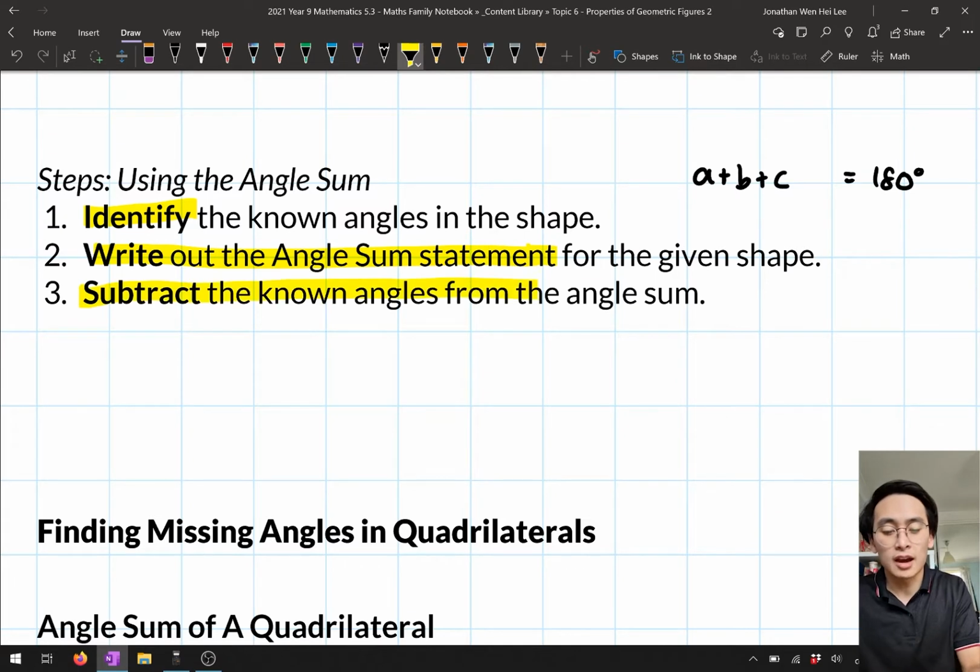We went through that a couple of lessons ago when we were looking at the angle sum of a triangle. These steps are still going to apply no matter what polygon you're looking at. If you're trying to find missing angles in a polygon, these steps still apply. So let's go and apply this. In particular, we're going to have a look at quadrilaterals.